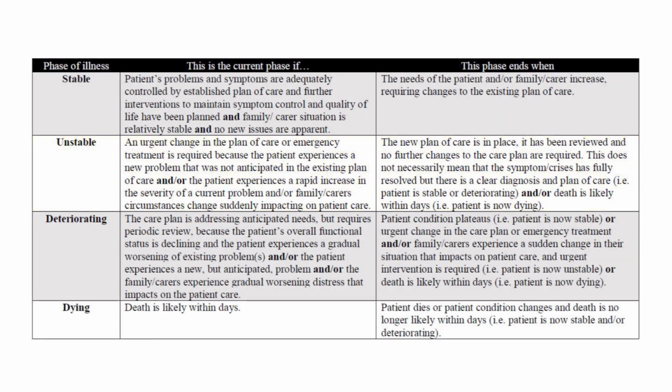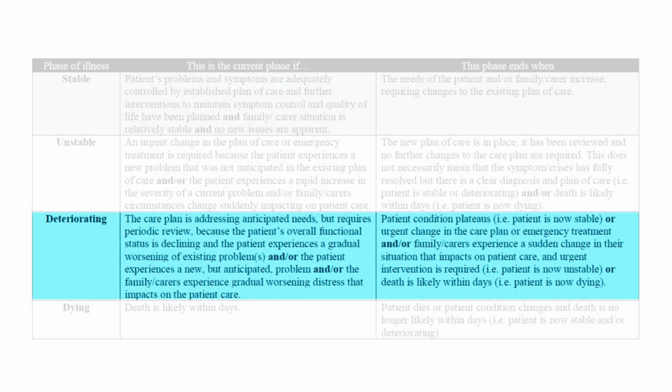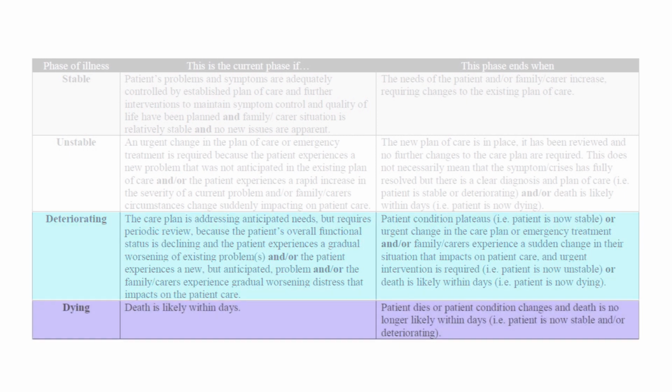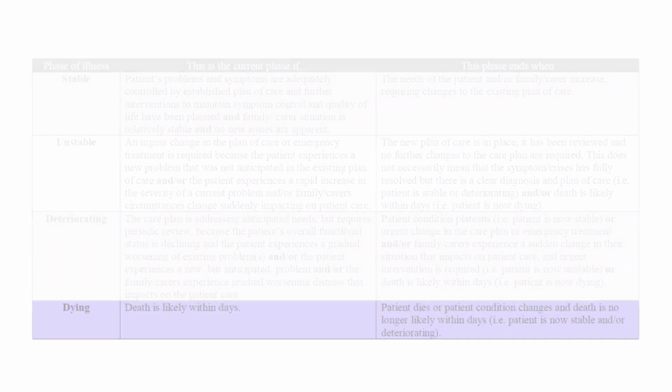Upon your assessment and interventions, once a plan of care is in place, they then progress into either the stable phase, if the plan is meeting their needs, or the deteriorating phase, if the plan will require regular reviews to ensure it is meeting all care needs. The dying phase is self-explanatory. Death is likely within a few days.